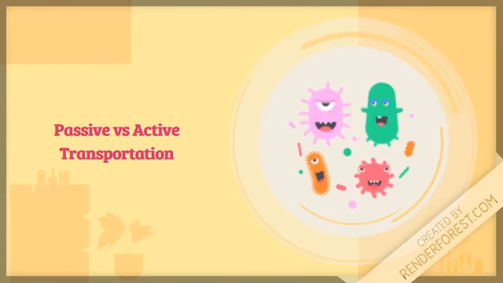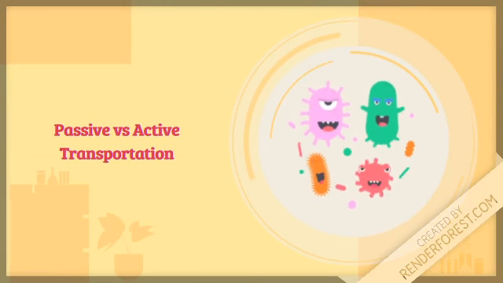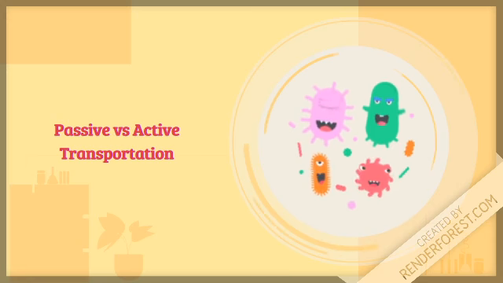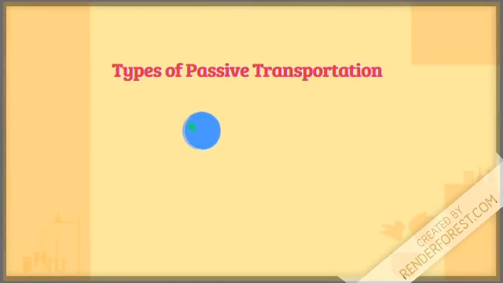Passive transportation is the movement of materials in and out of a cell without using energy. Think of riding a bike down a hill. You do not have to use any force to move. There are two types of passive transportation: osmosis and diffusion.